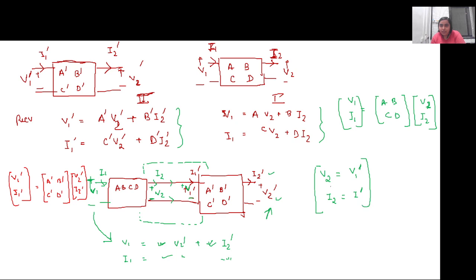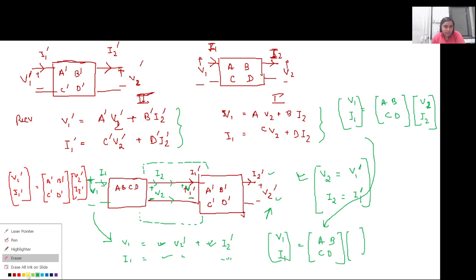Since we have the relation V2 equal to V1 dash and I2 equal to I1 dash, let us write this particular equation. This is the final voltage: V1 by I1 equal to A, B, C, D into V2 by I2. Now this V2 by I2, from the relation I have here, I can replace with V1 dash and I1 dash. So I am just replacing V2 and I2 as V1 dash and I1 dash using this relation.